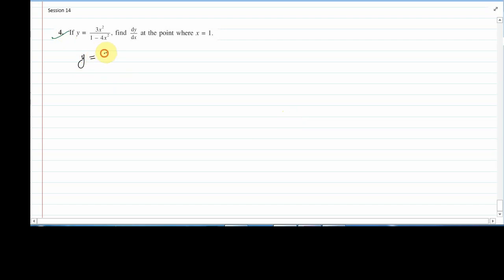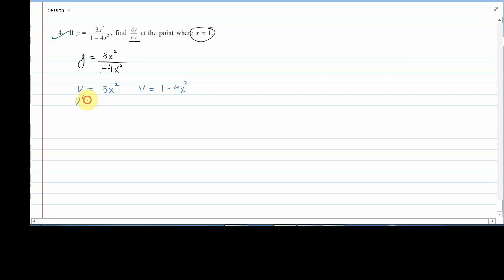y is equal to 3x squared divided by 1 minus 4x squared, and we need to find dy by dx at the value when x is equal to 1. We have done such types of questions in previous classes. So to differentiate the function, first we need to assign u and v here. The numerator is always u, and that is equal to 3x squared. The denominator is v, and it's 1 minus 4x power 2, right?